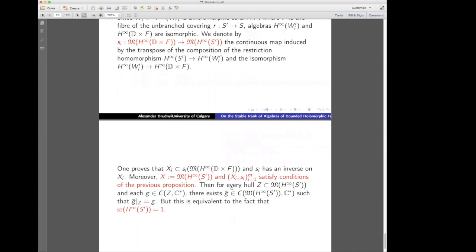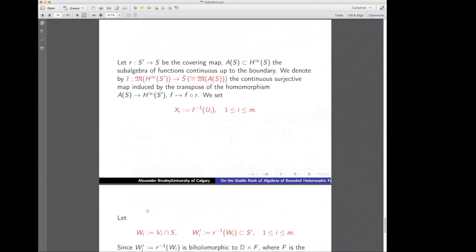According to this proposition, it's easy to see that for every hull Z in H infinity S prime, and each continuous function on Z with values in C star, there is some extension G tilde on the maximal ideal space of H infinity S prime with values in C star, such that the restriction to Z is G. But this is equivalent to the fact that the stable rank of H infinity S prime is 1. And I remind you what we need to prove here.